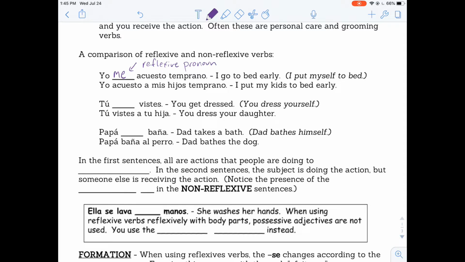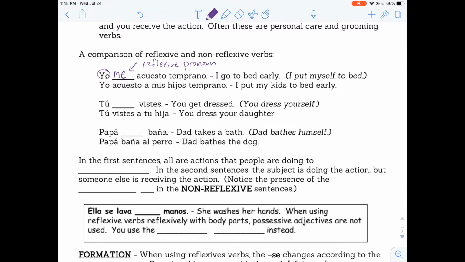Now, what you notice about this verb is that when I conjugated it, the verb is acostarse, so that se went to the front, and I changed my reflexive pronoun based on my subject. My subject is yo. That's why I'm using me. We'll talk in a little bit about what those reflexive pronouns are. So: yo me acuesto temprano. I go to bed, or I put myself to bed.